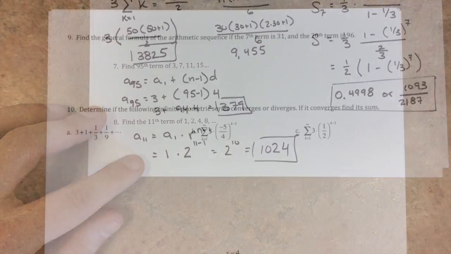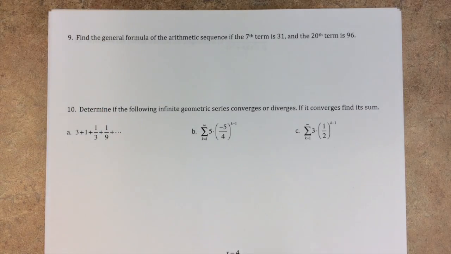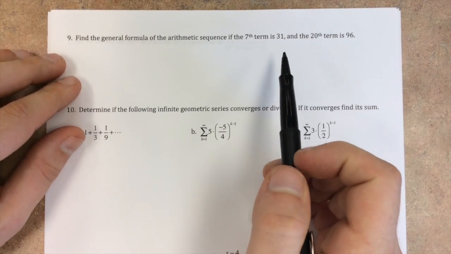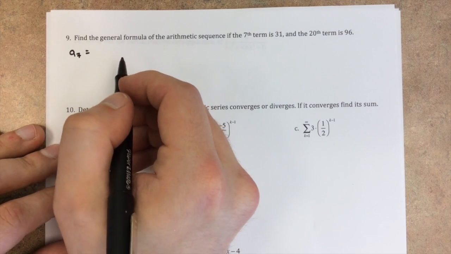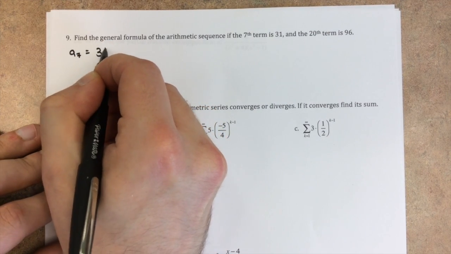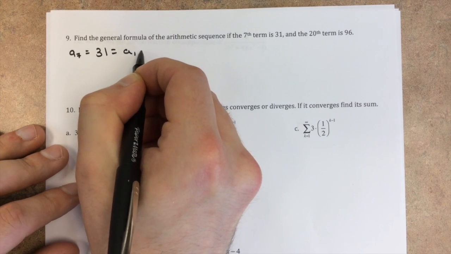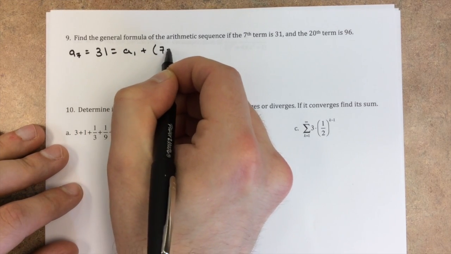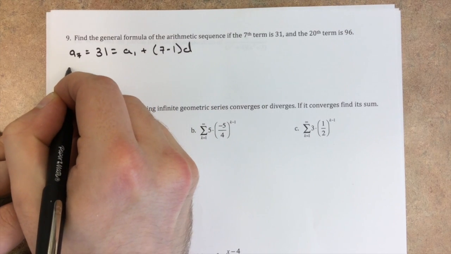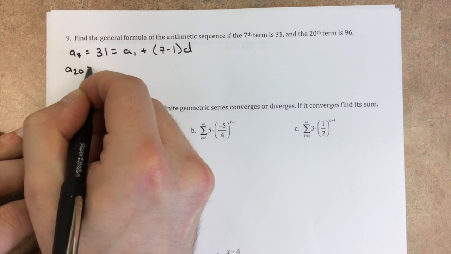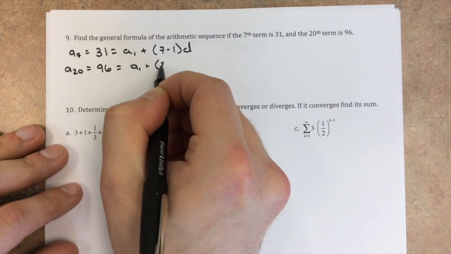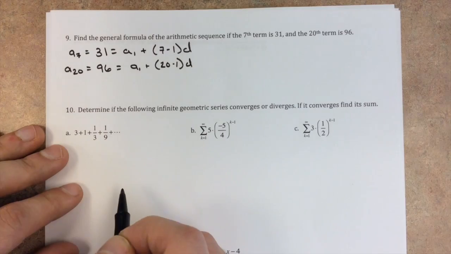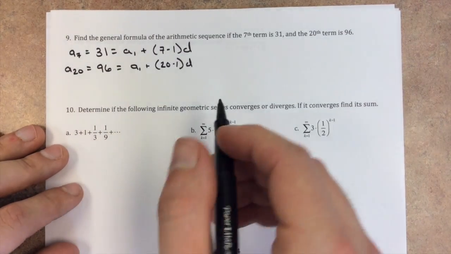Let's move on to the second page. So for a problem like number 9, it says find the general formula of the arithmetic sequence. And they give us the 7th term and they give us the 20th term. So what we're going to do is come up with 2 equations to solve this. So we have a of 7, which is 31, equals a sub 1 plus n minus 1, so 7 minus 1, times the difference. And likewise, we have a sub 20, or the 20th term, which is 96, is a sub 1 plus 20 minus 1 times the difference. We have 2 equations, 2 unknowns.